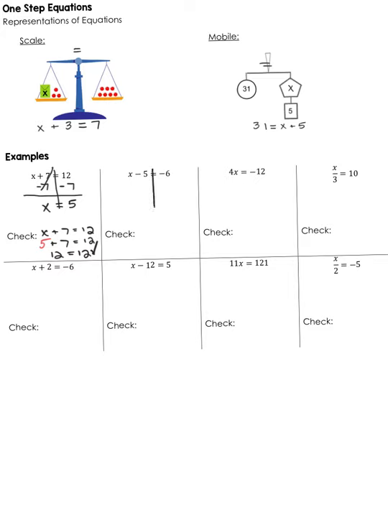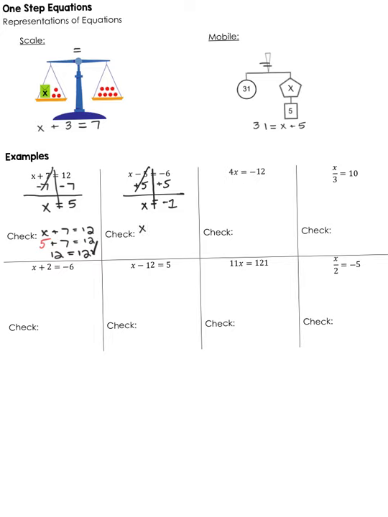Second one starts the same way. I'm going to draw my line through my equal sign. I'm going to ask myself what's happening to x. In this case, x is being subtracted by 5. The inverse of subtracting 5 is adding 5. Negative 5 and positive 5 is 0. So I'll bring down my x, bring down my equal sign. Negative 6 plus 5 is negative 1.